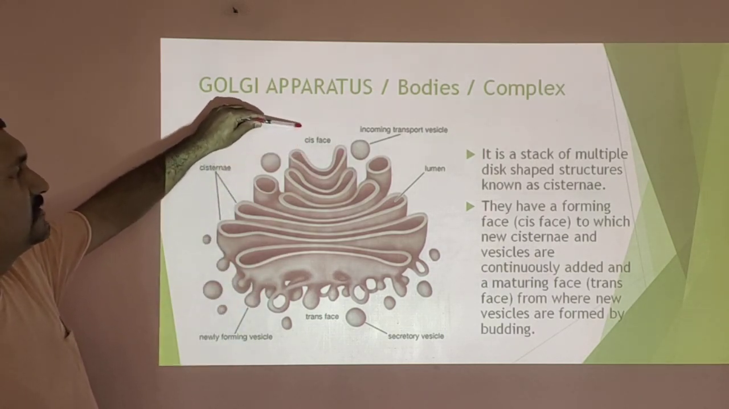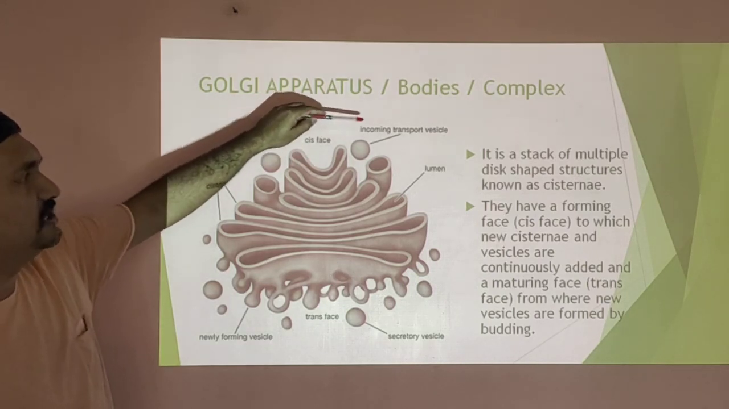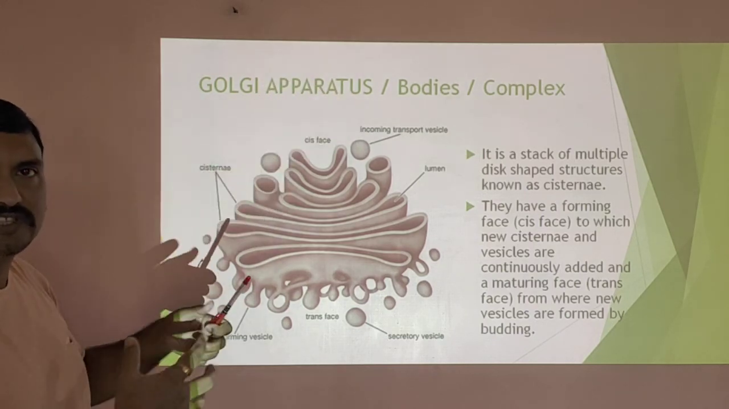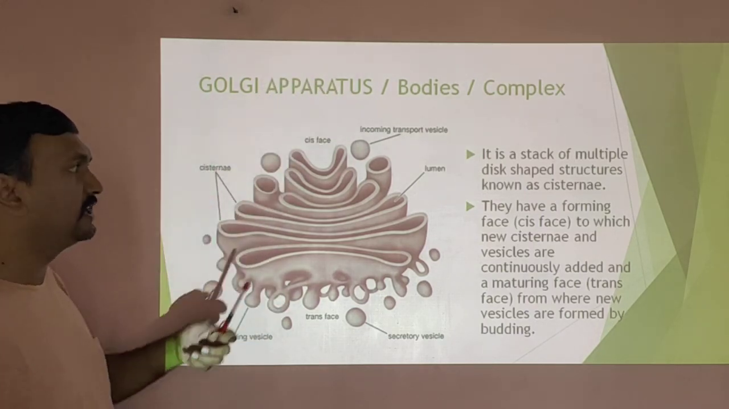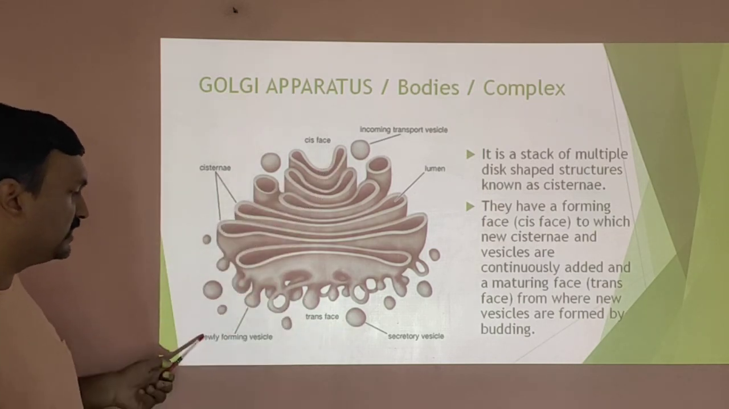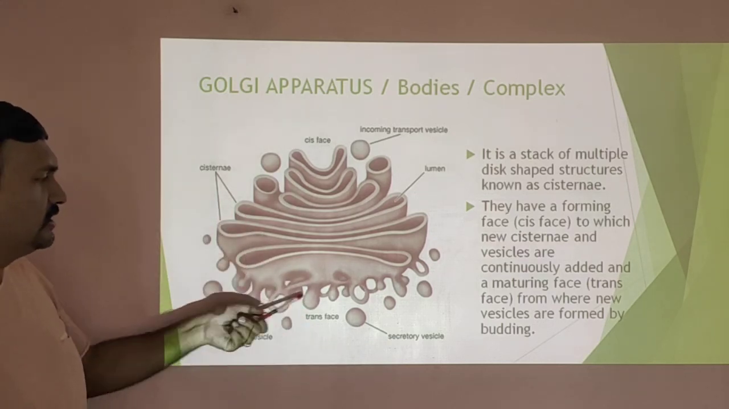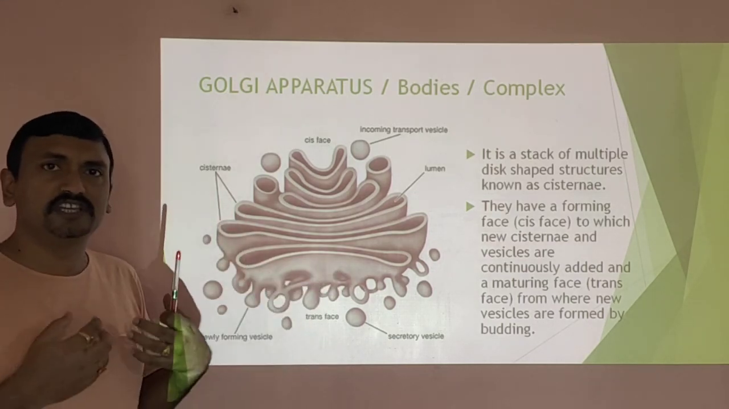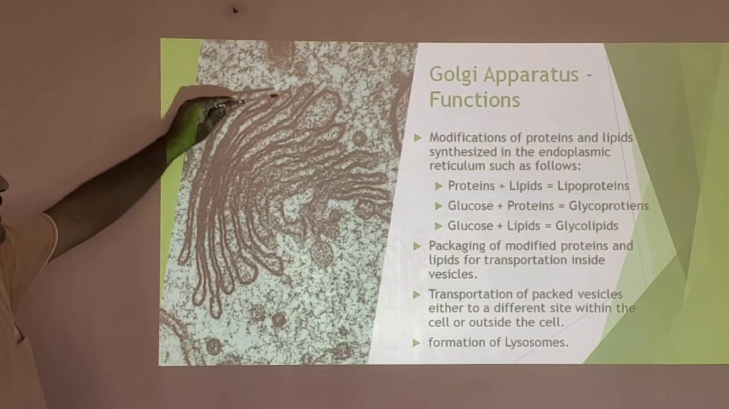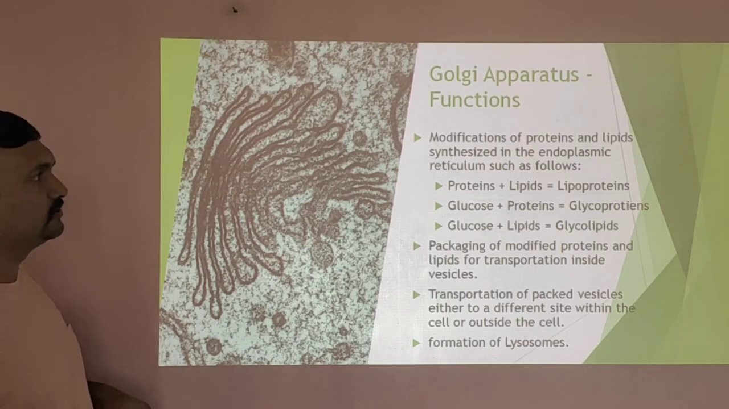On the cis phase, new cisternae keep getting added because of addition of these vesicles. See, it is written incoming transport vesicle. So some vesicles are coming from another part, getting added to it, and these are secretory vesicles, newly forming vesicles which are forming out. So this is the phase from which it is maturing out various vesicles. This is again an electron microscopic picture of a Golgi apparatus.